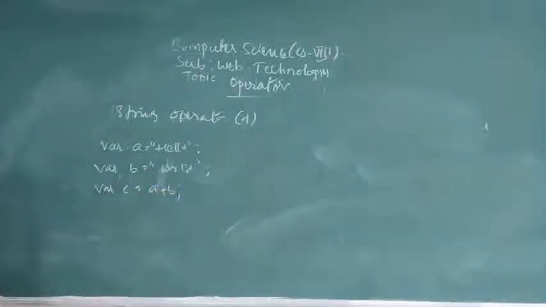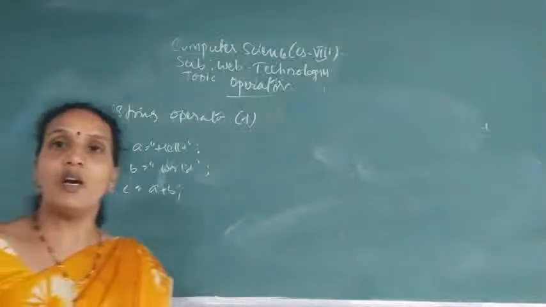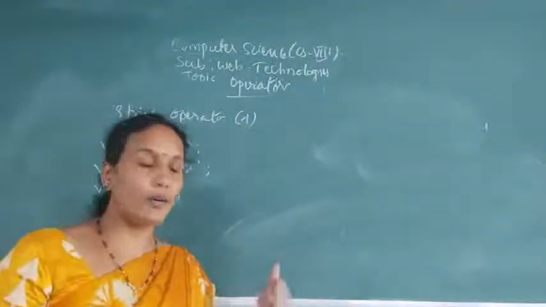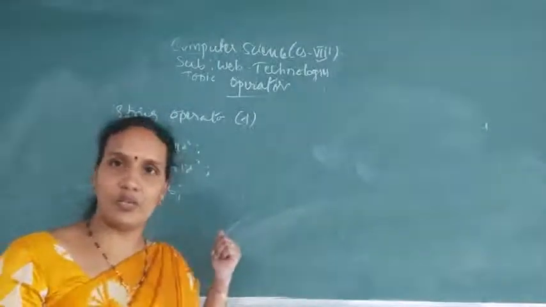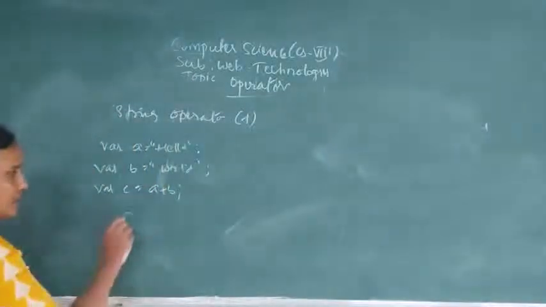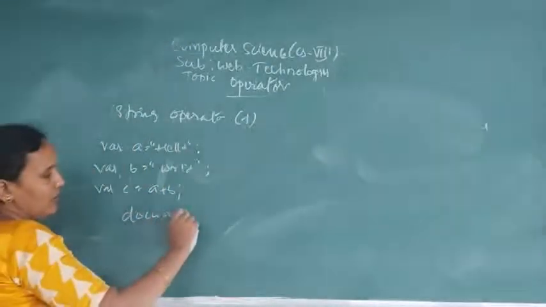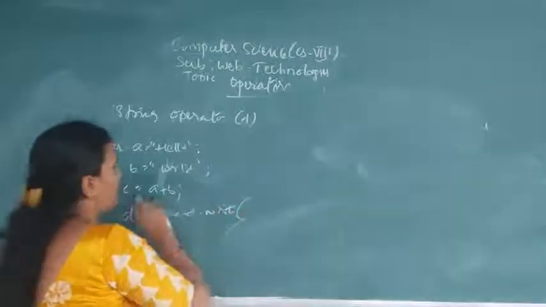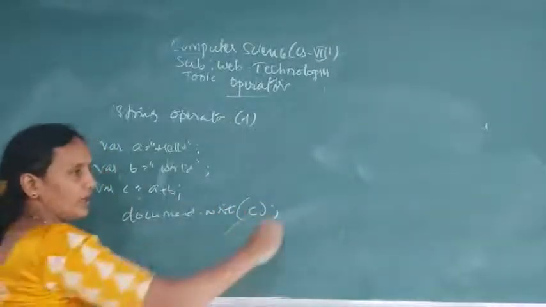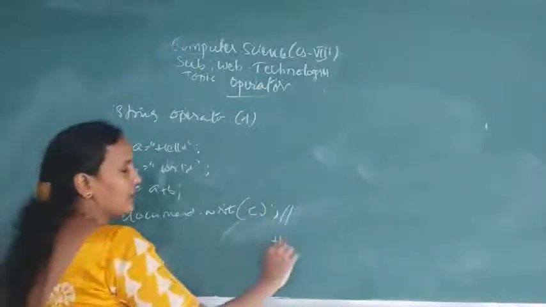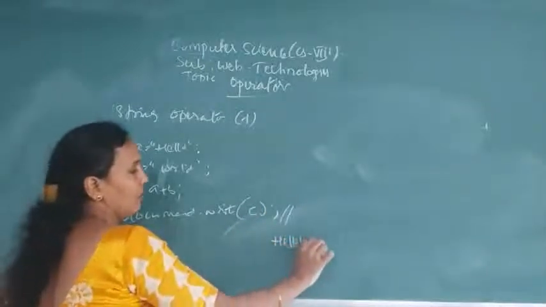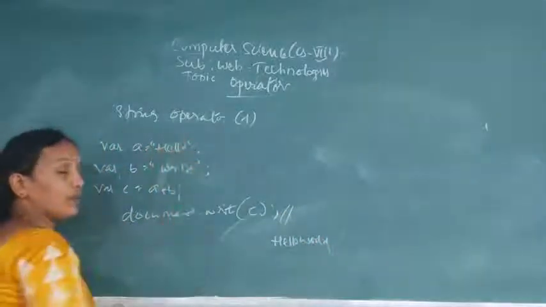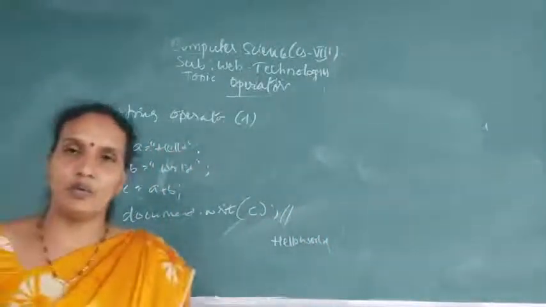Actually, addition will use the numeric values, but here you can use it for adding two strings also. So when you print this, document dot write, then what is the variable here? c. So if you print this, what you will get? Hello world. Here strings are enclosed in double quotes.